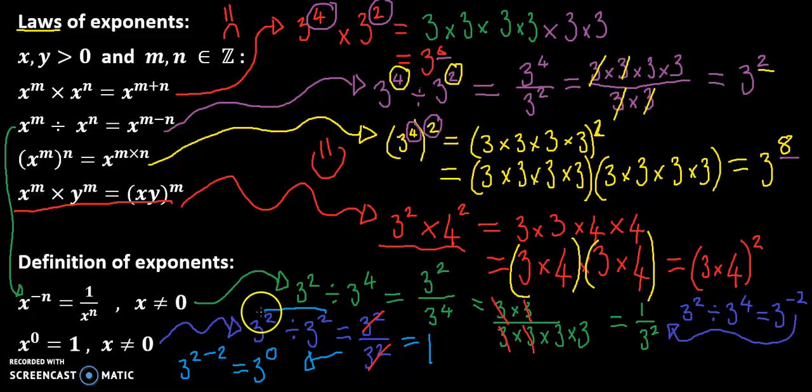So when we follow the laws of exponents and we do this problem over here, we get 3 to the power of 2 minus 2 is equal to 3 to the power of 0. Now that means that 3 to the power of 0 has a value of 1. In other words, any base that has a power of 0 is going to equal 1.